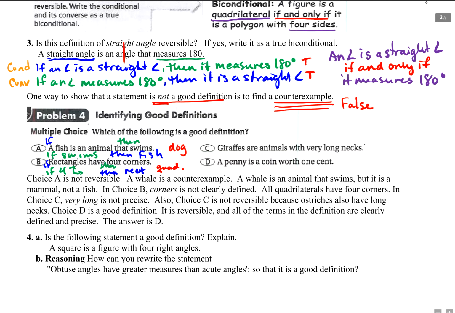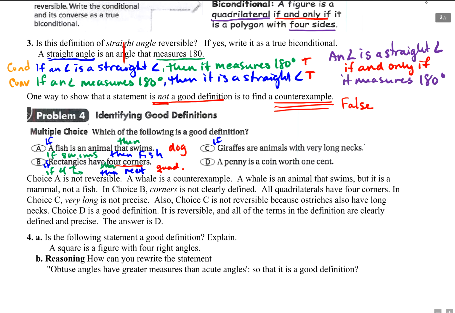Oh, we didn't go through: are they commonly used terms? Yes. Precise? 4 corners is a little bit questionable again, but not terrible. All right, let's look at the next one.